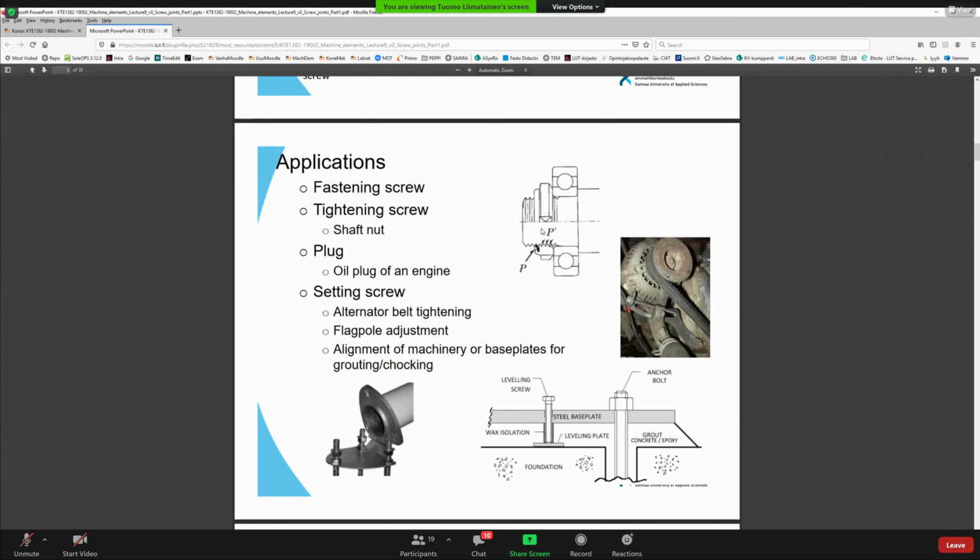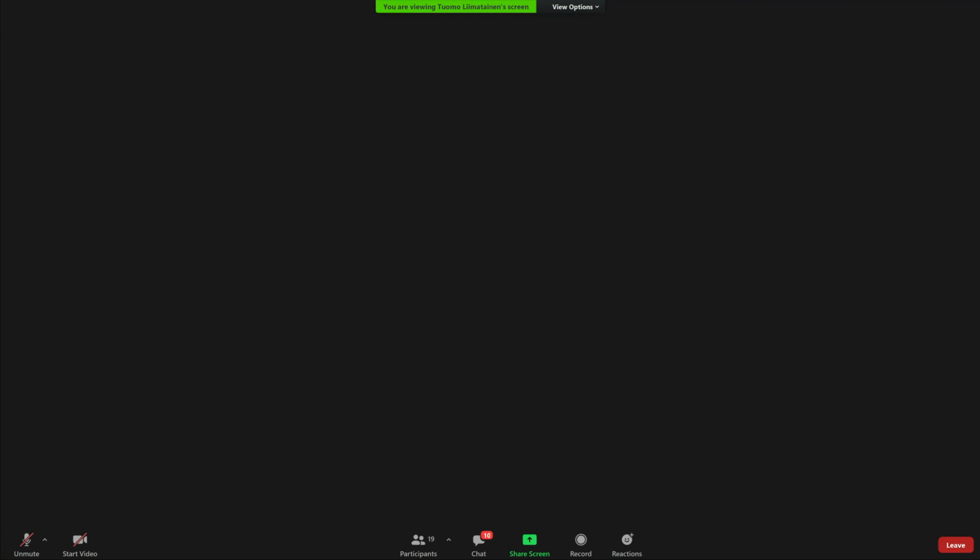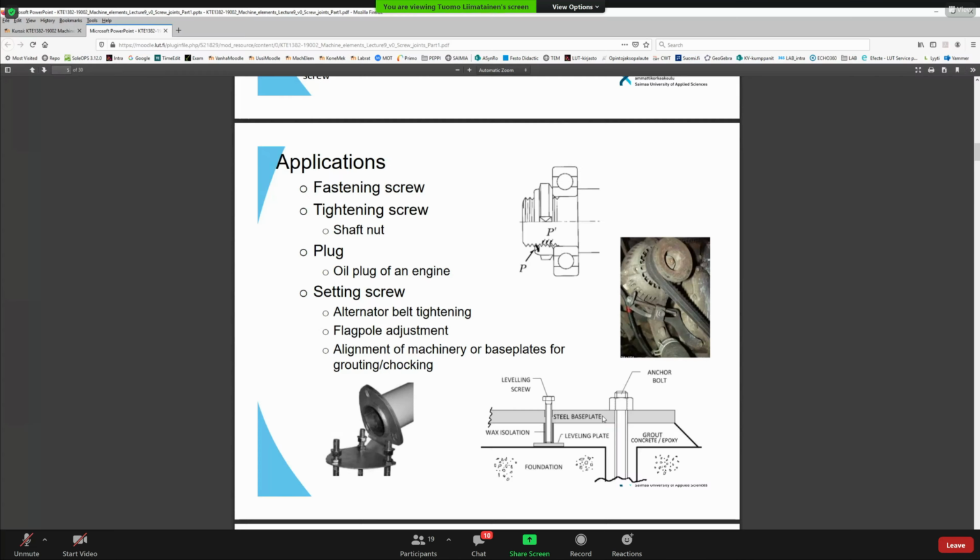You can use a screw as a plug, like an oil plug of an engine, or you can use a screw as a setting screw. So you can define a certain position, like here in the alternator belt. You have a setting screw which you can use to tighten the belt to the correct tightness. Or you can adjust a flagpole into vertical using these screws. Or you can align the machinery base plate with these leveling screws.